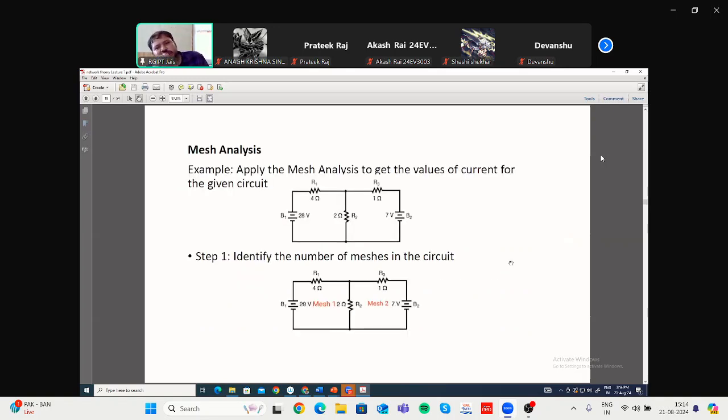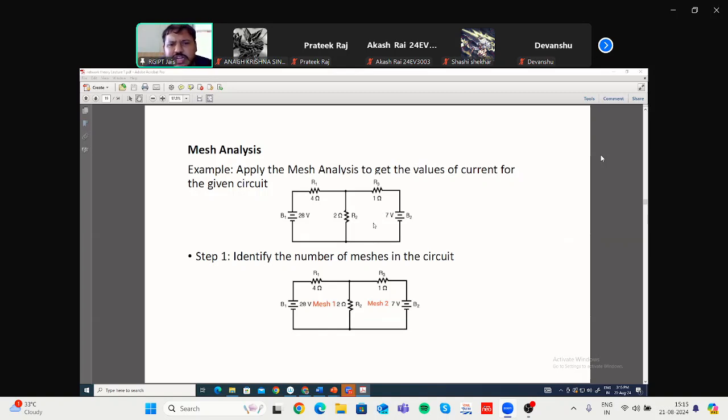So this is mesh analysis. This is the circuit we started yesterday. Okay, this is the circuit. Here you can clearly identify what the meshes are, but for a complex circuit, it may not be easy. For that, you can always verify whatever you have identified, whether it is correct or not, by using that formula.